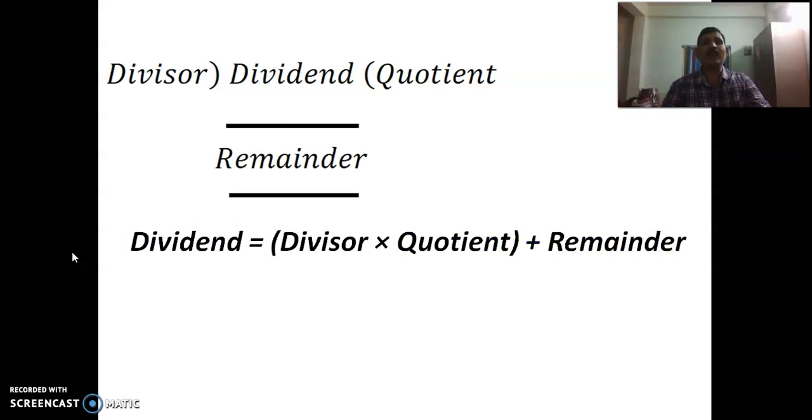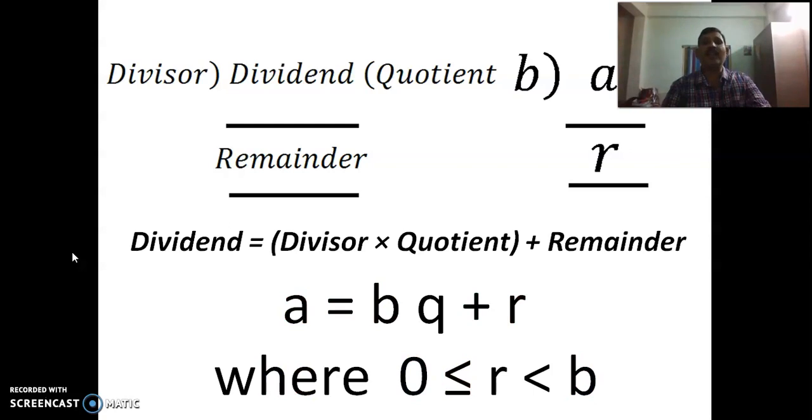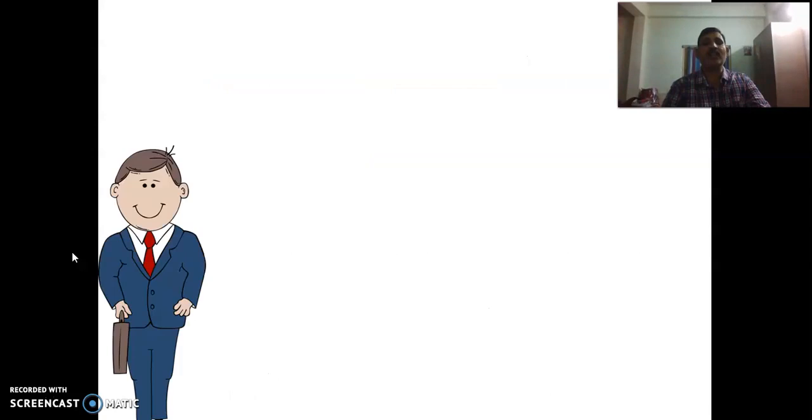It is a simple process. We are very much familiar with the process of division that we learned in lower classes. So here we can observe that dividend is equal to divisor into quotient plus remainder. Now you compare it with this. a is the dividend, b is divisor, q is quotient, r is remainder. So we can say a is equal to bq plus r, where 0 is less than or equal to r less than b. This is known as division lemma or Euclid's division lemma, right?